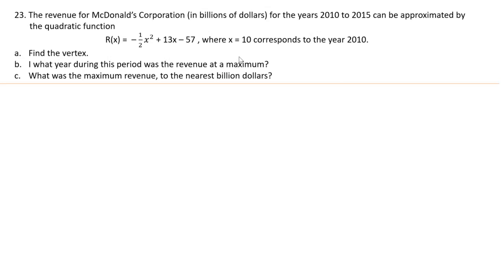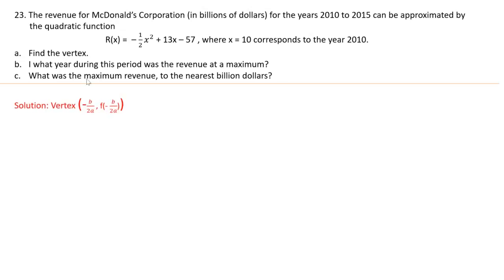This is number 23. It's saying the revenue for McDonald's Corporation in billions of dollars for the years 2010 to 2015 can be approximated by the quadratic function R of x, where R stands for revenue, equals -1/2 x squared plus 13x minus 57, where x equals 10 corresponds to the year 2010. For part A, they want us to find the vertex. For part B, in what year during this period was the revenue at a maximum? And for part C, what was the maximum revenue to the nearest billion dollars?